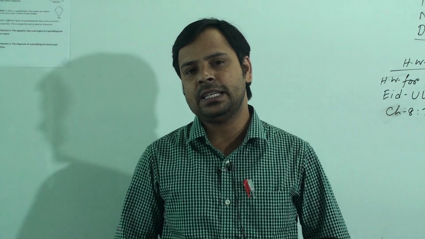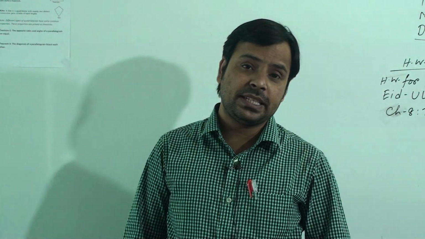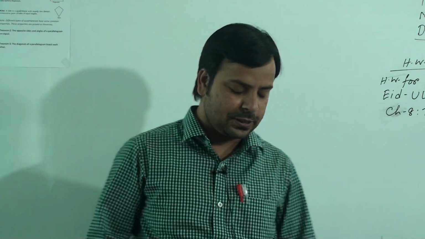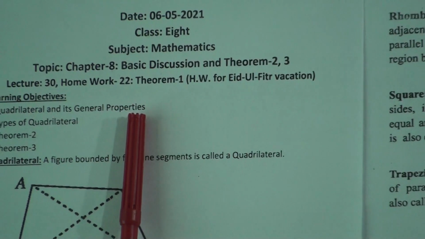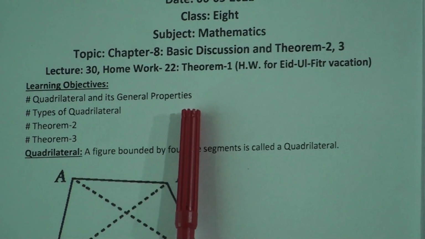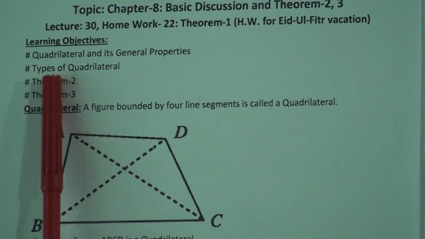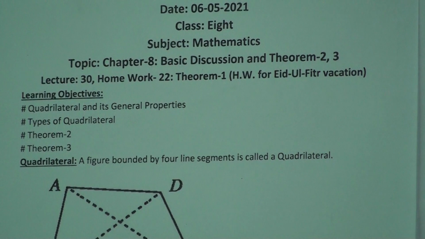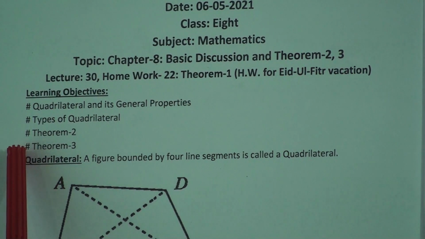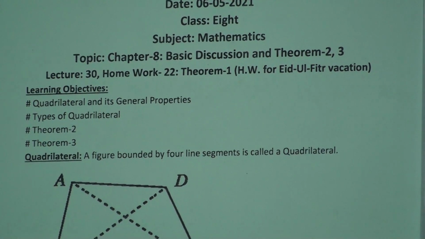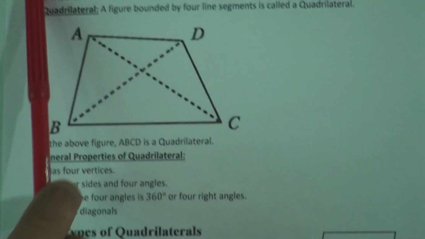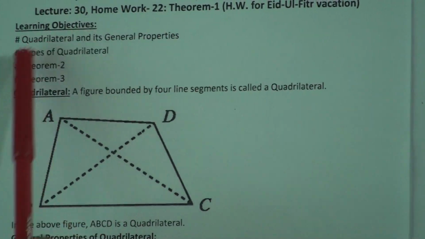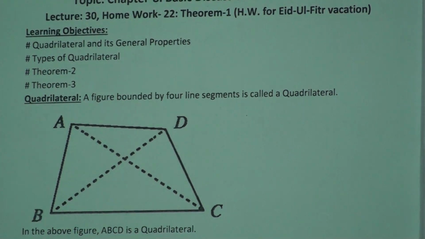Okay dear students, let us see at first what is our basic discussion of chapter 8. Now see, quadrilateral and its general properties. Types of quadrilateral, theorem 2, theorem 3. Dear students, when I complete today's class, you will be able to learn these topics. For this, I have written these as our learning objectives.